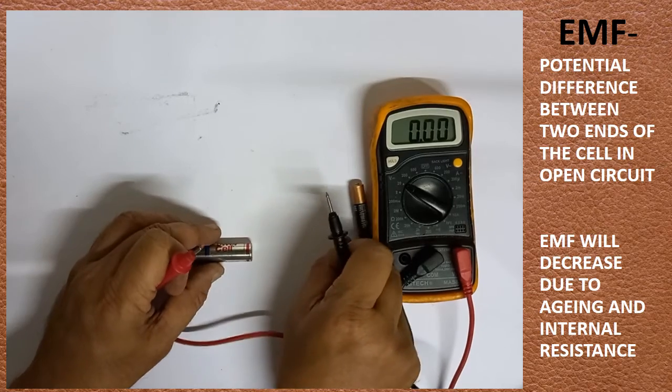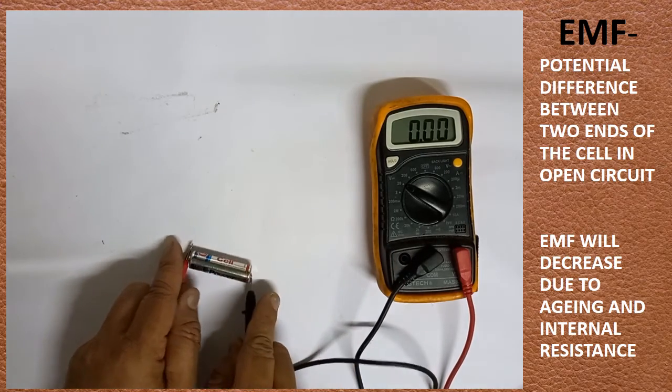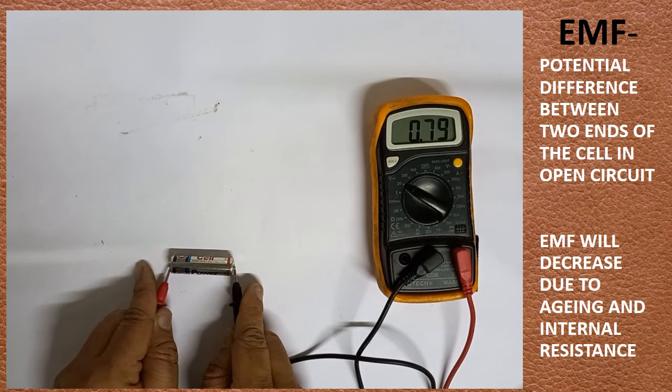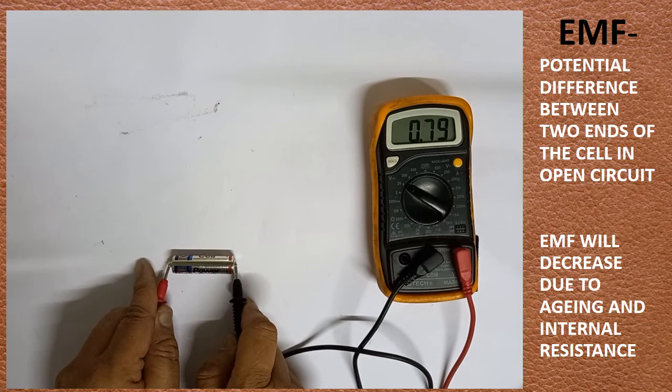Another cell. Here the EMF of this cell is 0.79 volt. The EMF must be measured only in terms of volt.